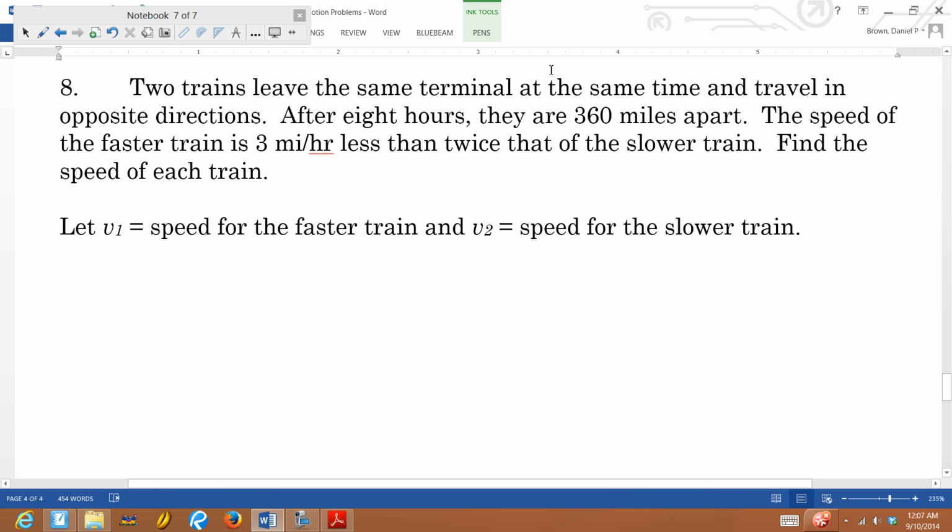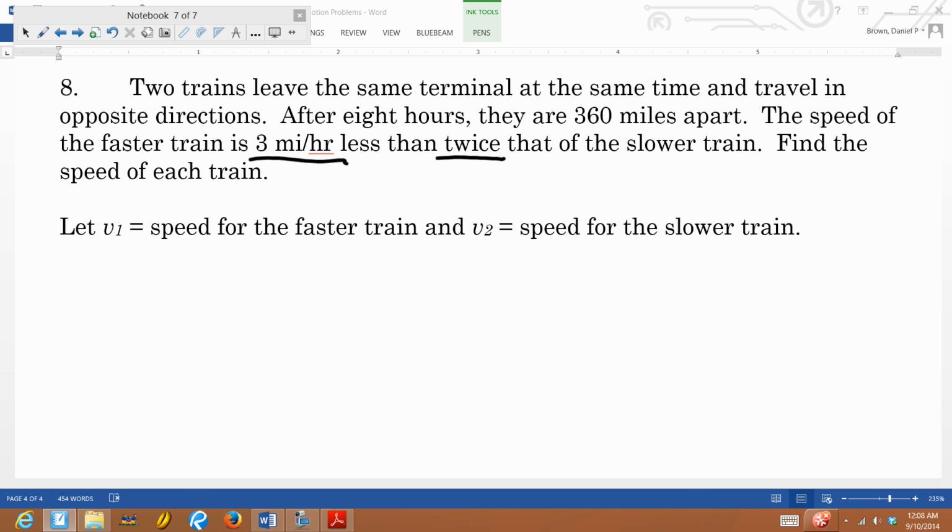Alright, so we have two trains that are leaving at the same time and head in opposite directions. After 8 hours, they're 360 miles apart, and the faster train is 3 miles an hour less than twice that of the slower train. That's kind of complicated. So it's 3 miles an hour less than twice that of the slower train. So find the speed of each train.